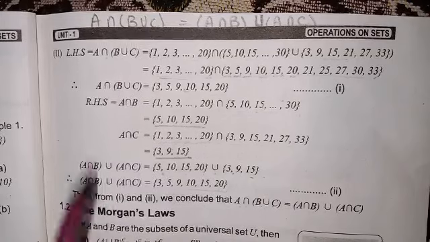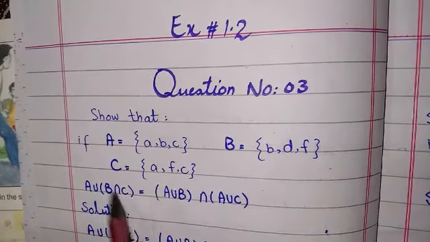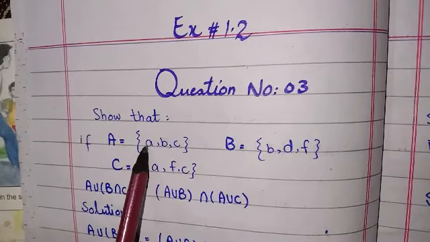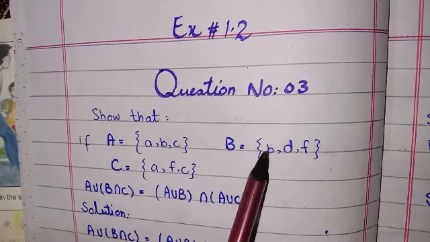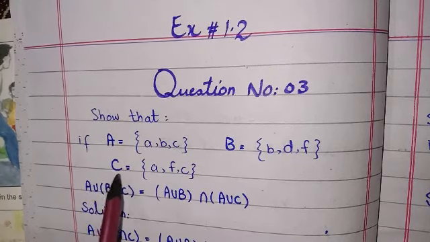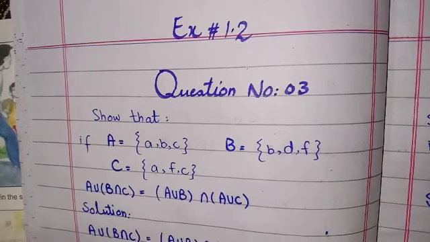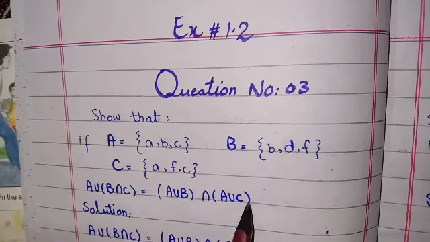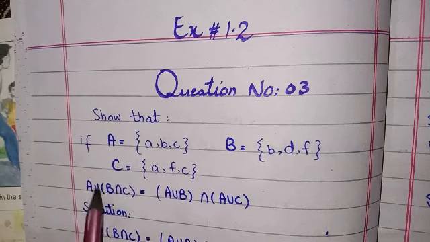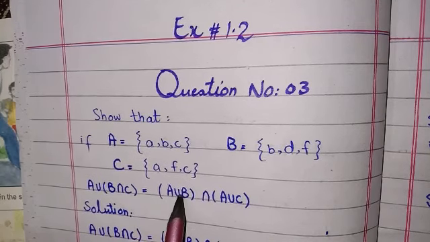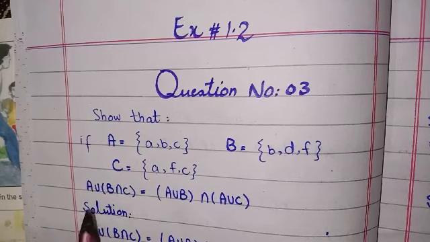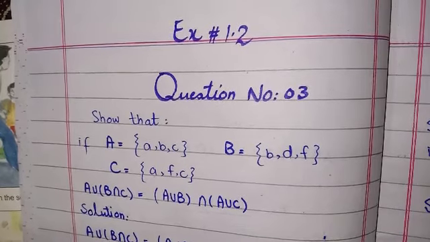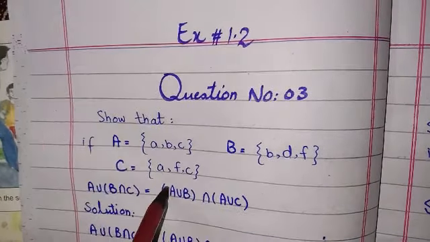Let's move towards our question. Now students, here is our exercise number 1.2 and question number 3. Show that, if A is the set containing elements A, B and C, in set B we have elements B, D, F, and in set C we have A, F, C. They gave us that we have to show that our left hand side is equal to right hand side. As you can see, they gave us A union (B intersection C) is equal to (A union B) intersection (A union C). By seeing this law, you can tell it is the distributive law of union over intersection. It means we have to verify this law by the use of these three given sets.